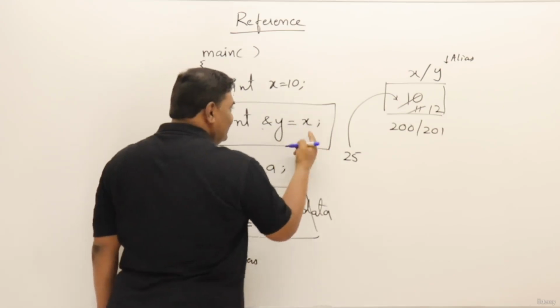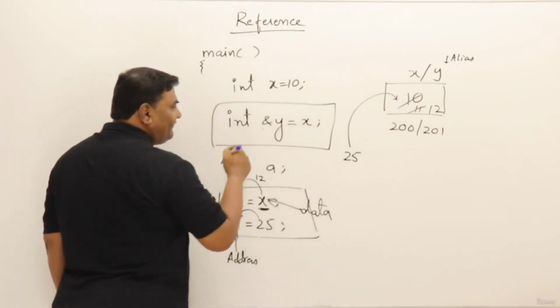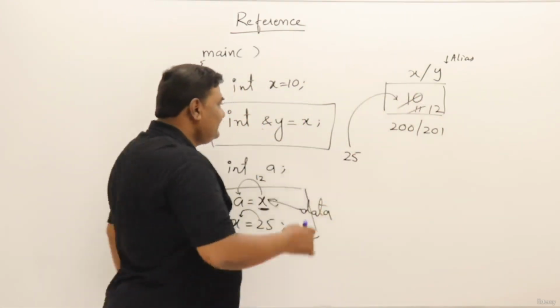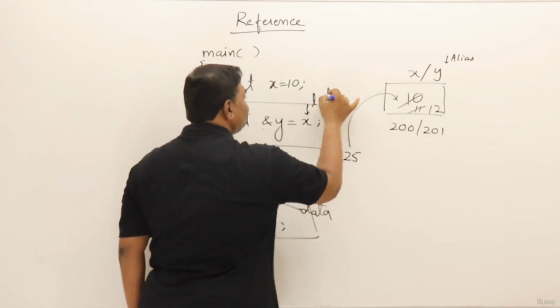But here what has happened, you see, in case of reference, when we have written ampersand y assign x, x is written on the right hand side. What is given in the name of y? That same address is given for y also. So it means this x here is the l value of x.